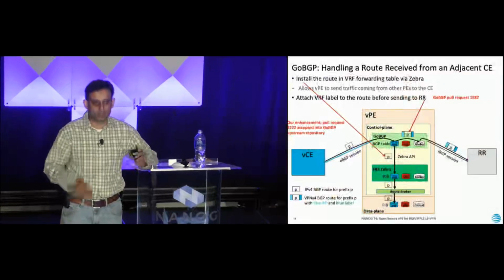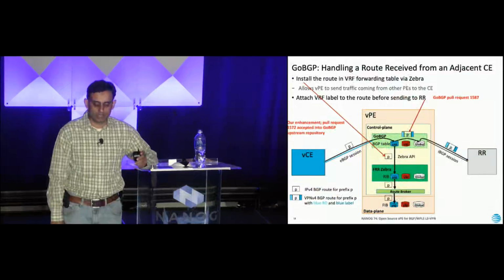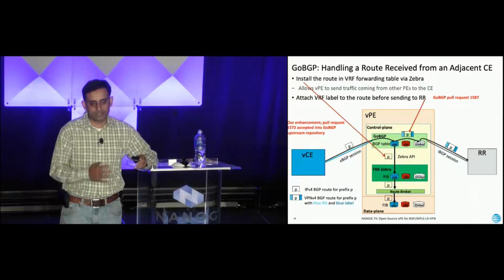Yeah, so I think you are referring to this slide? Yes. Yeah, so you're mostly correct. What happened is that GoBGP had MPLS support, but it wasn't attaching MPLS labels to the routes. So when the routes went out to the route reflector, they went out as VPNv4 routes, but the label was always initialized to 0.